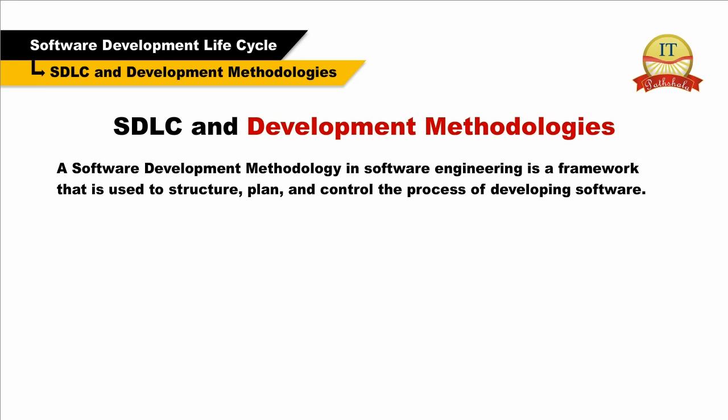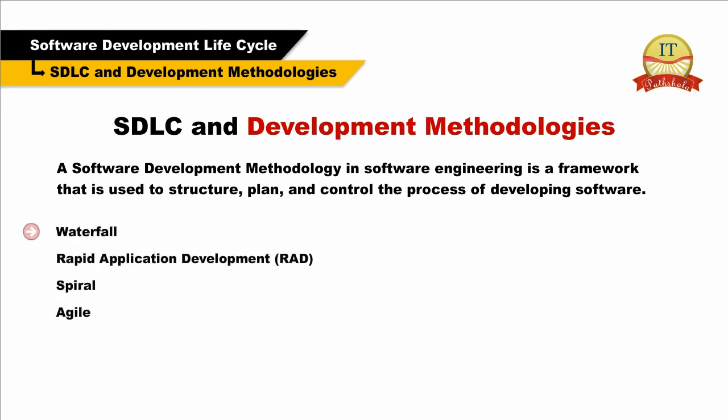Several software development methods have been used since the origin of information technology. However, there are four common types of methodologies which build the foundation pillars of the software development lifecycle, and they are Waterfall, Rapid Application Development or RAD, Spiral, and Agile.